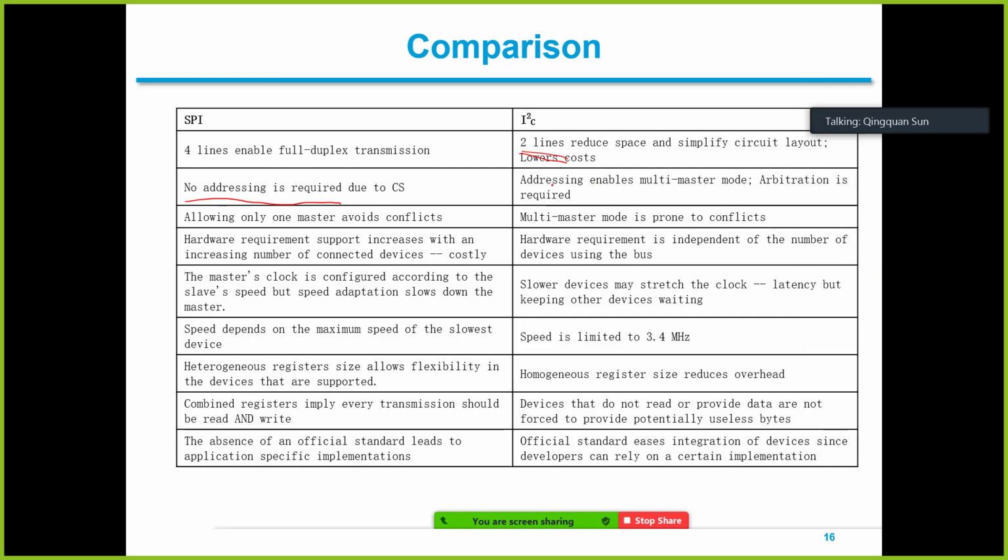But for I2C, we have this addressing issue. Addressing enables multi-master mode. SPI allows only one master, to avoid conflicts. But I2C allows multi-master.